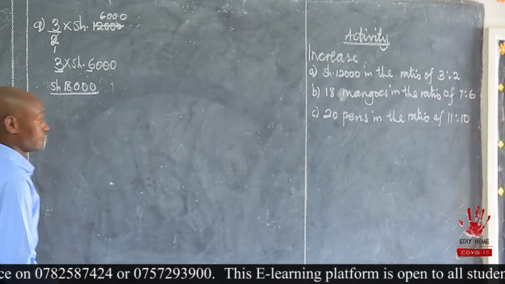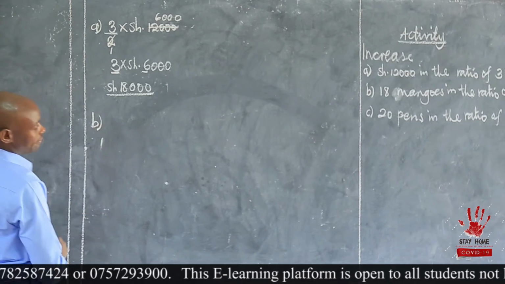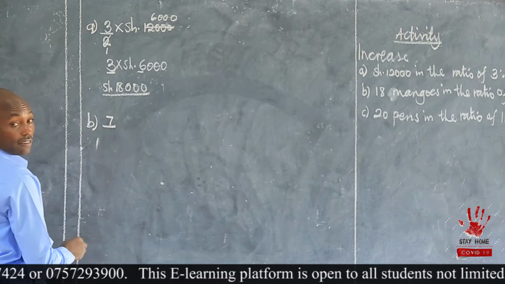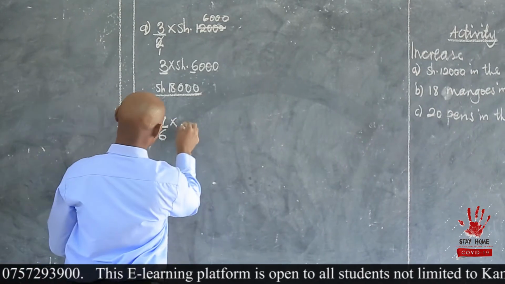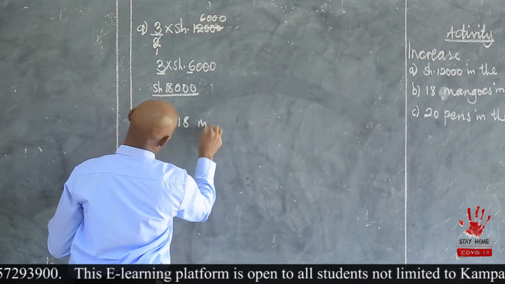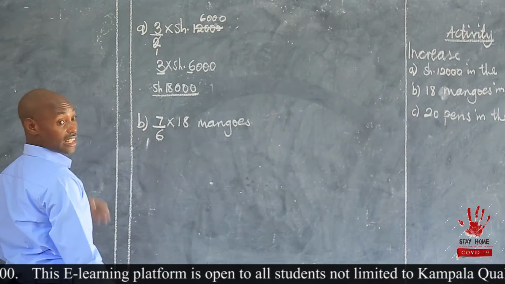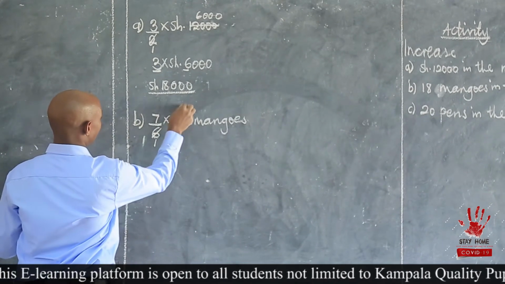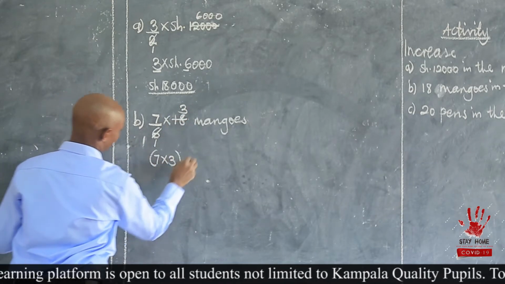So part B, we are increasing 18 mangoes in the ratio of 7 to 6. Form our fraction. Which one is going to be our fraction? Beginning with the bigger figure. The bigger figure in this case is 7. Out of the smaller figure, which is 6. Multiplied by the quantity given, which is 18 mangoes. Go ahead and reduce. 6 divided by 6 is 1. 18 divided by 6, we are getting 3. So 7 times 3 mangoes.